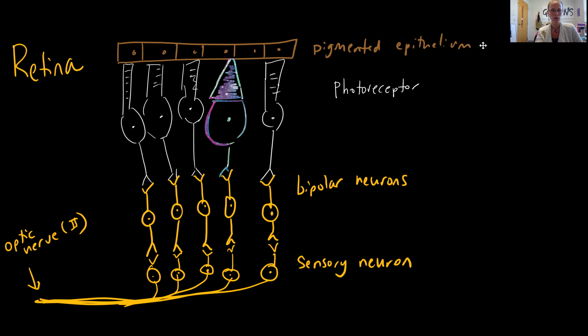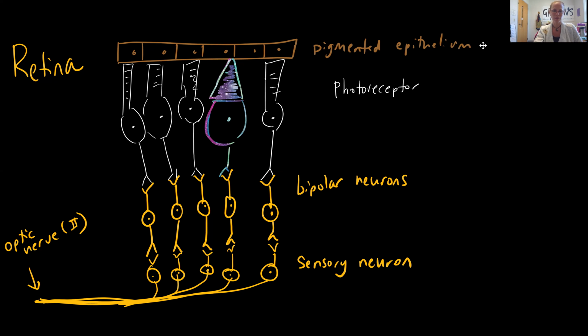It's 4 layers of cells, pigmented epithelium at the back, so the wavelength of light is going all the way to the pigmented epithelium, coming back to the photoreceptor, and then the photoreceptor is stimulating the bipolar neurons, which are then sending that signal onto the sensory neurons.